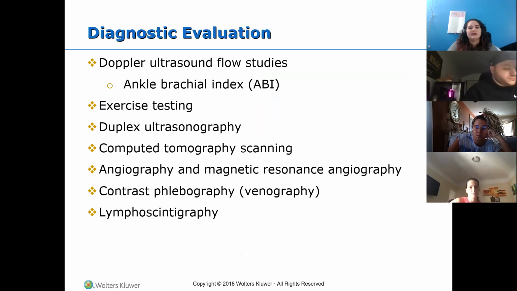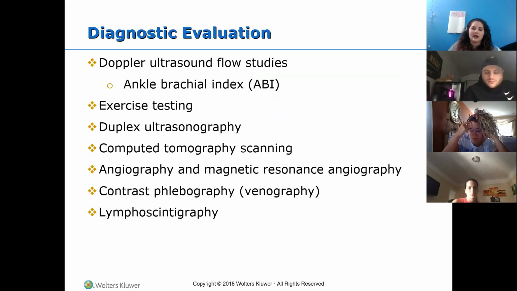Diagnostic evaluation: Doppler ultrasound, flow studies, an ankle brachial index, exercise testing, the duplex ultrasonography, the CT scans, the angiography and magnetic resonance angiography, so the MRA, contrast, phlebography or venography, and lymphoscintigraphy.